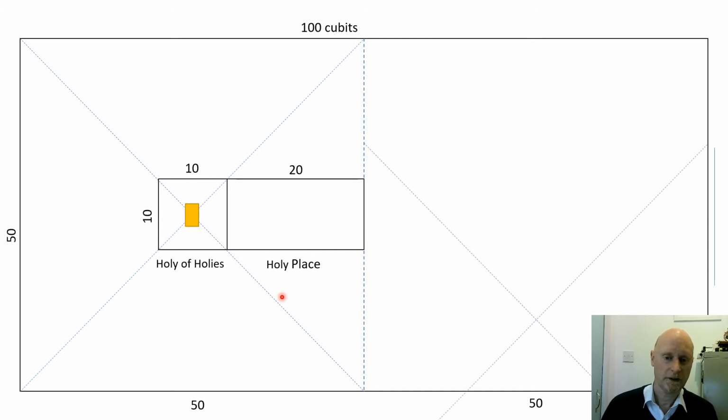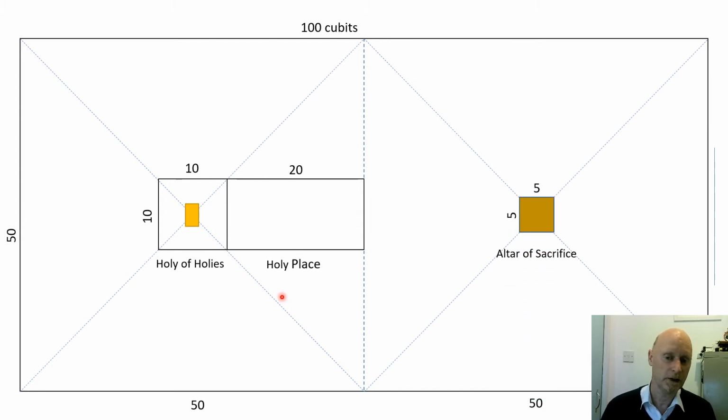Anyway, let's look at the other side. Now, if we find the center of that, we're told what was in there, but we're not told exactly where it was placed. But I am kind of assuming that the altar of sacrifice was placed at the center of this square. I think that makes sense. And if it was, then this altar of sacrifice, which was a 5 by 5 cubit square from above, is again at the center of this square. So again, I think that talks of perfection.